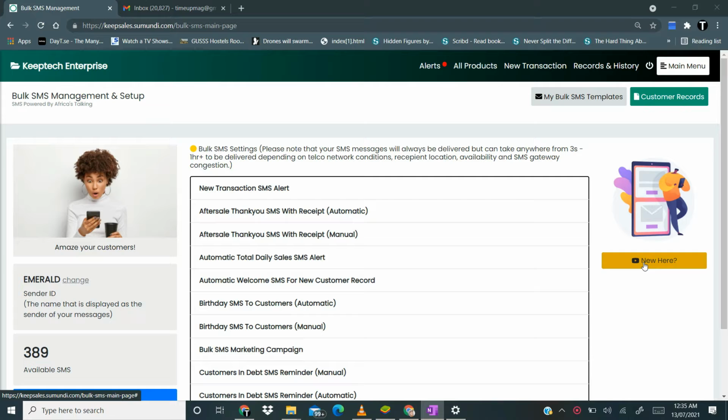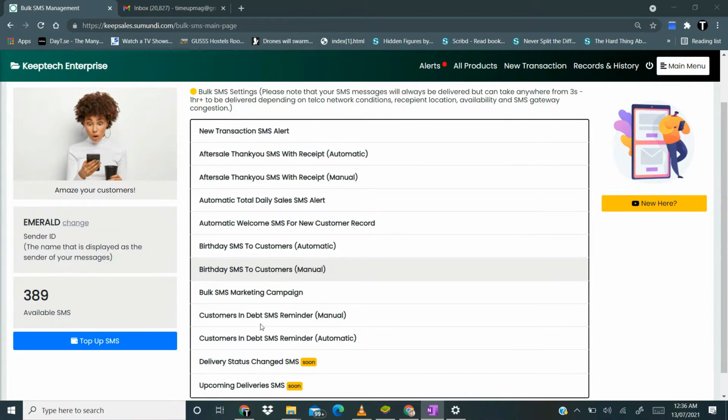Now in this video, we will be looking at some SMS guidelines that we have to take notice of. Mind you, we are still talking about the bulk SMS management system on Keepsales. There are some very crucial guidelines that we have to always keep in mind, so that we are able to use the system very well, be comfortable with it, and not experience a lot of issues with the platform. There are quite a few, but they are very crucial.